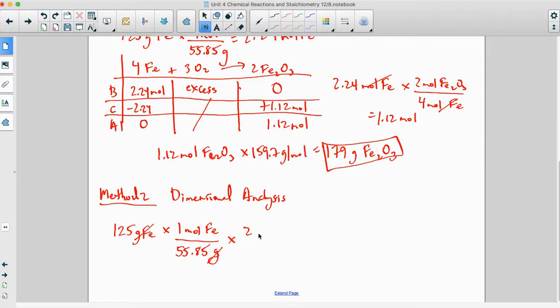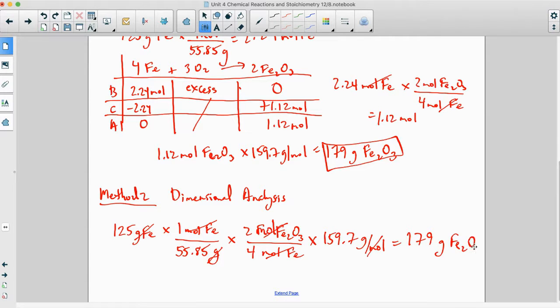Then I'm going to use my balanced reaction, the coefficients. And you can see that a lot of the same things that we did with the BCA table are showing up here again. And then finally, that gets rid of my moles of Fe. I now just convert this to grams, 159.7 grams per mole. And I get 179 grams of Fe2O3. Same answer as with the BCA table.